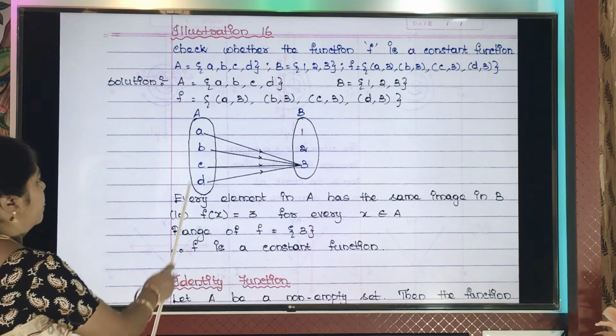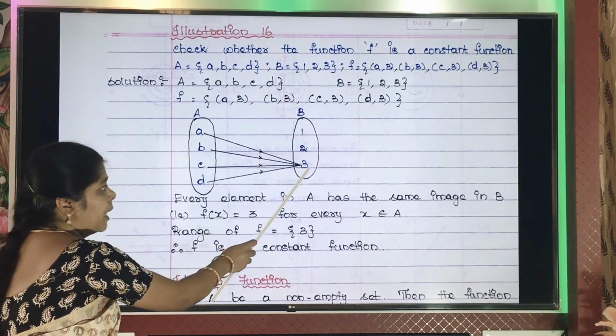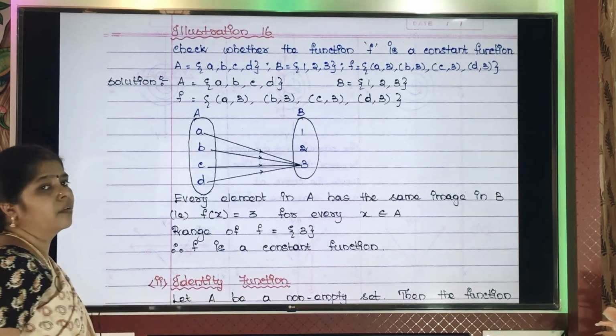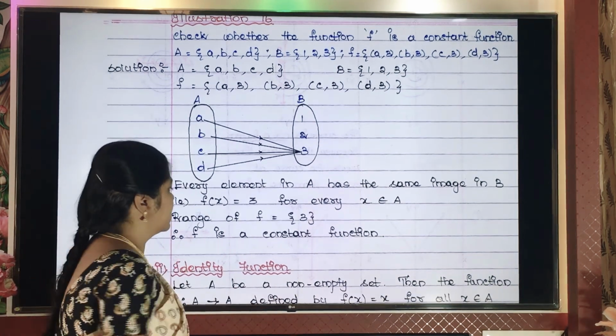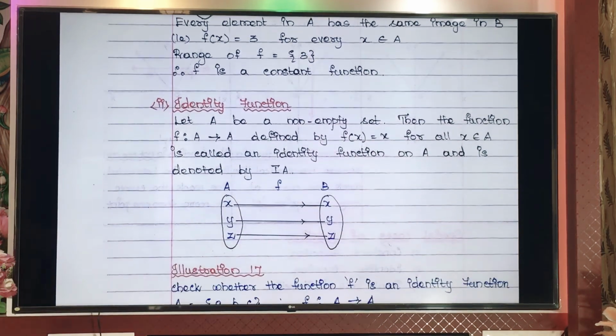Therefore we say the range of F, only the mapped element can be the range. So 3 is the range. Only one element is in the range. Therefore this is a constant function. We can call this a constant function.